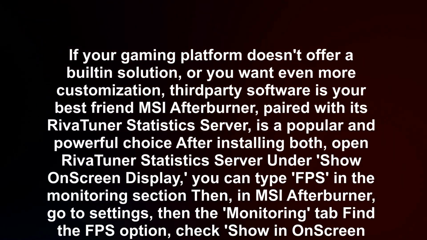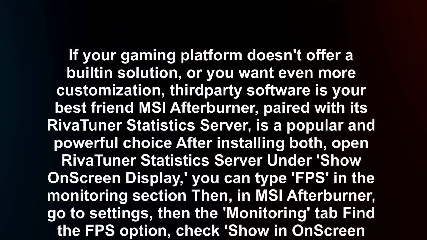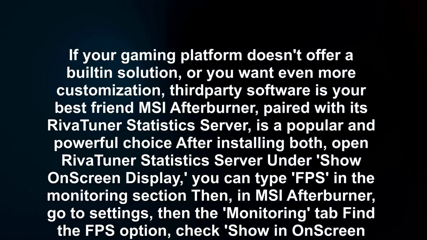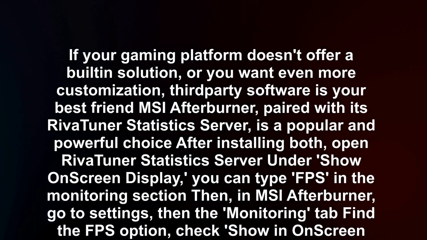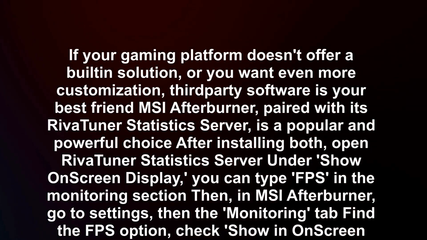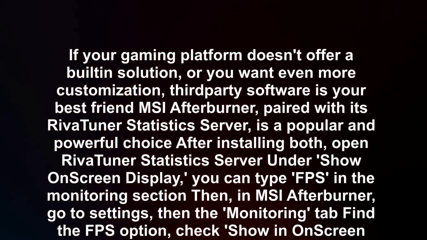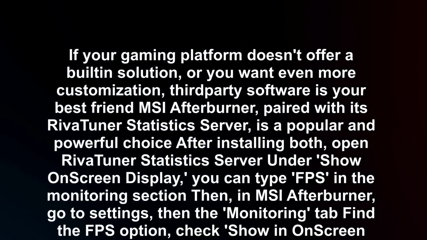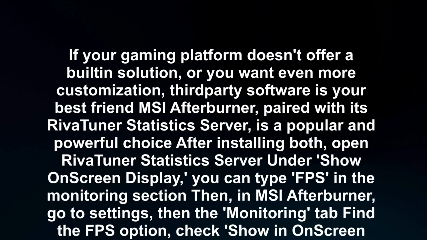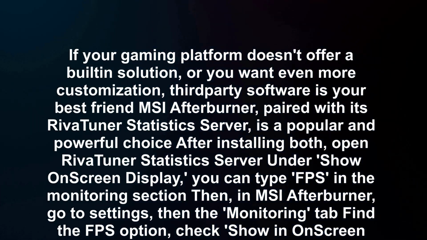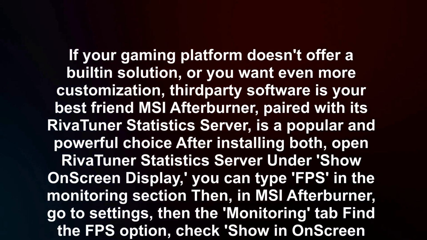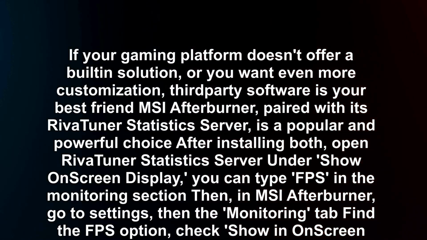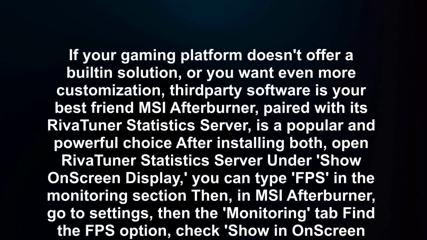If your gaming platform doesn't offer a built-in solution, or you want even more customization, third-party software is your best friend. MSI Afterburner, paired with its RivaTuner Statistics Server, is a popular and powerful choice. After installing both, open RivaTuner Statistics Server, and under Show On-Screen Display, you can type FPS in the monitoring section. Then, in MSI Afterburner, go to Settings, then the Monitoring tab. Find the FPS option. Check Show and On-Screen Display, and you're good to go. This combination gives you incredible control over what data you see and how it's displayed.